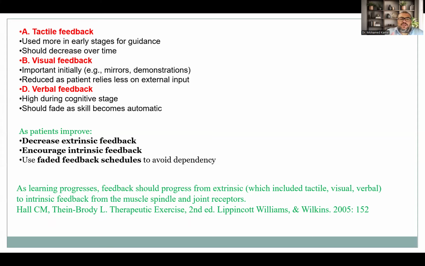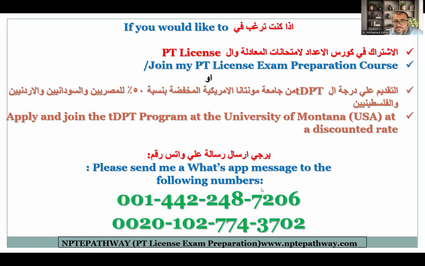Okay, we are using a faded feedback schedule. It means that we gradually will take this feedback down and down until it disappears to avoid dependency, because we are encouraging independence in motor learning anyway. So as learning progresses, feedback should progress from extrinsic, which includes tactile, visual, verbal, to intrinsic feedback from the muscle spindles, joint receptors, and the patient's body.